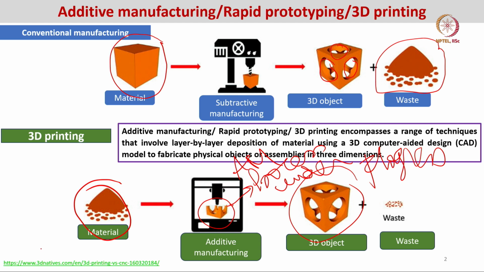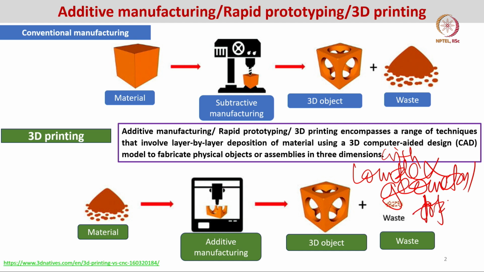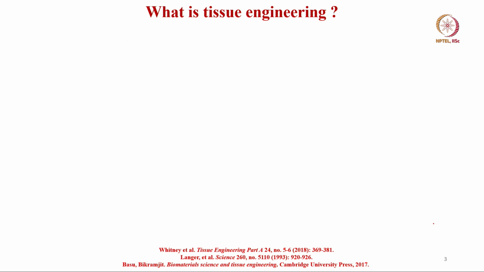So, additive manufacturing or rapid prototyping or 3D printing essentially represents a range of techniques that involve computer controlled manufacturing with layer by layer deposition of material based on a computer design model or digital model to fabricate physical objects or assemblies in 3 dimensions, and often with complex geometry or topology. So, here the waste is much less in additive manufacturing.